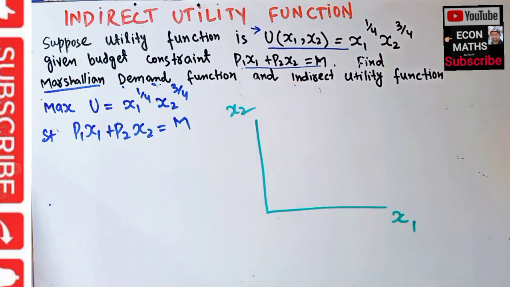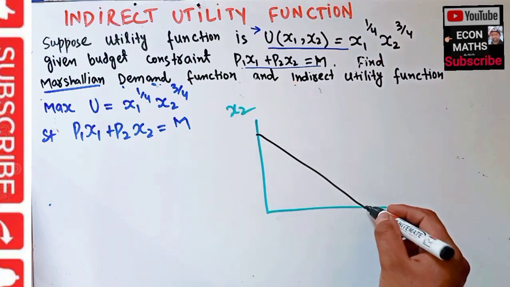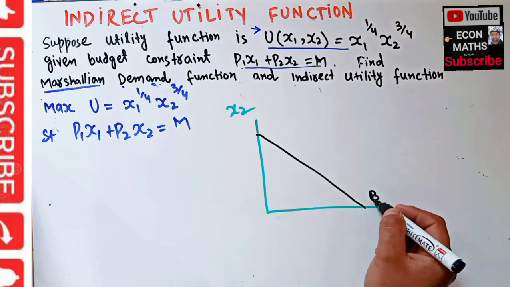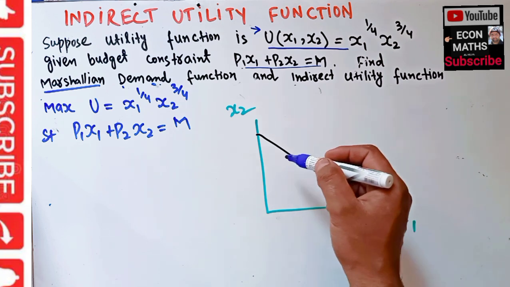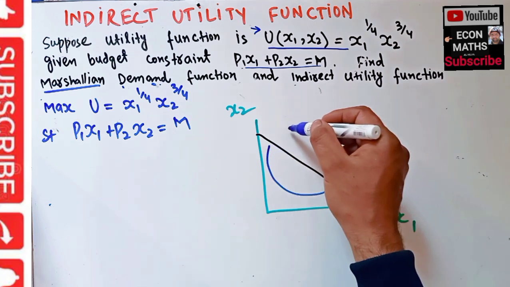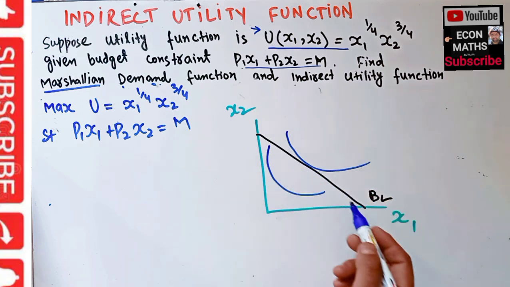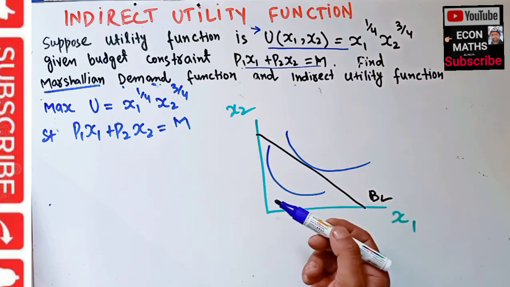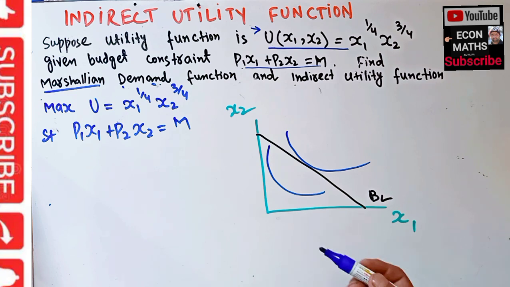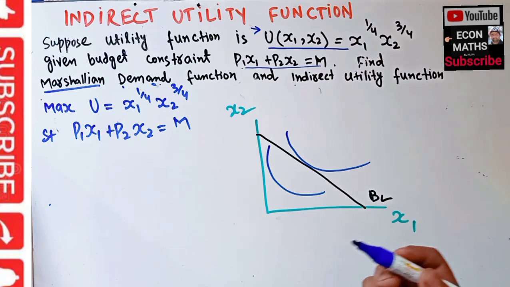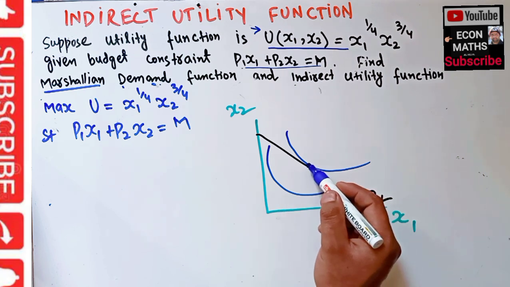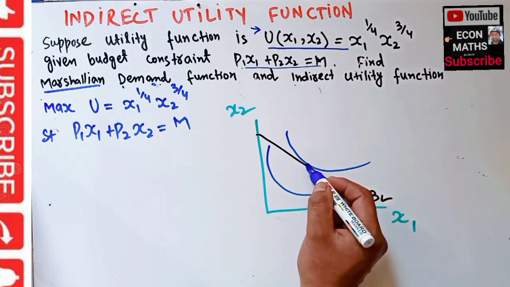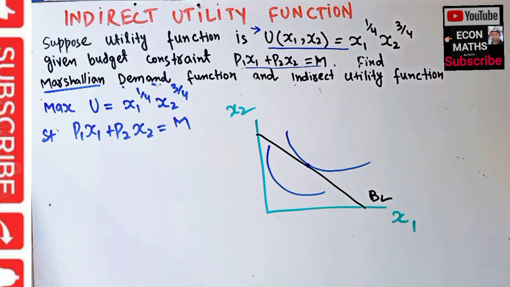And we are given the budget constraint. This is our budget line. Our endeavor is to maximize utility, so we want to reach the highest possible indifference curve. With a given budget, we want to achieve the highest possible utility. So the point of tangency is actually our optimal bundle.